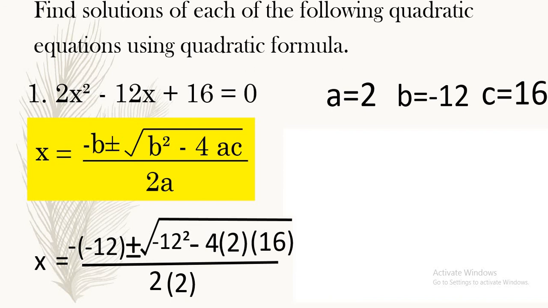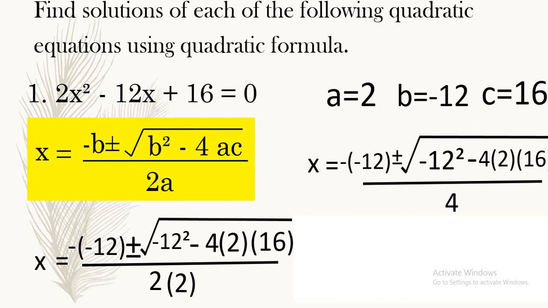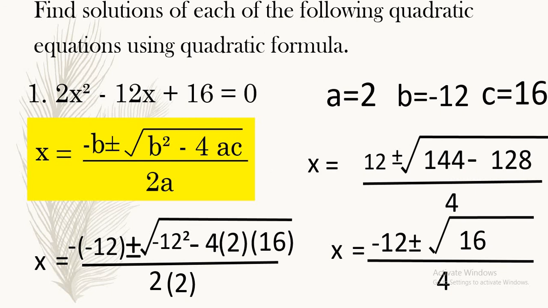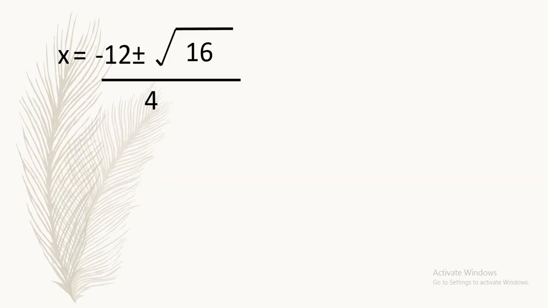Negative b, the first part: negative times negative 12 is positive 12. Then simplify the square root. Negative 12 squared is positive. Negative 12 multiplied by negative 12 is positive 144. Then 4 times 2 times 16 is 128. So we simplify now 144 minus 128, which is 16. Now simplify the square root of 16.